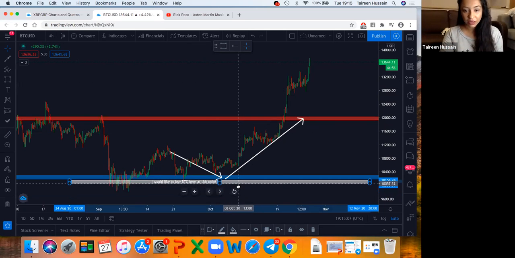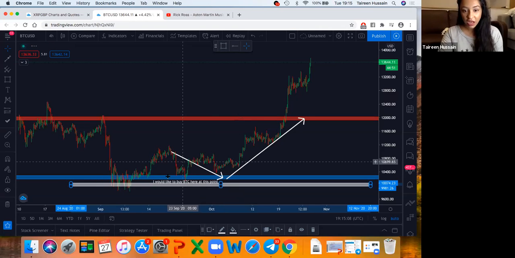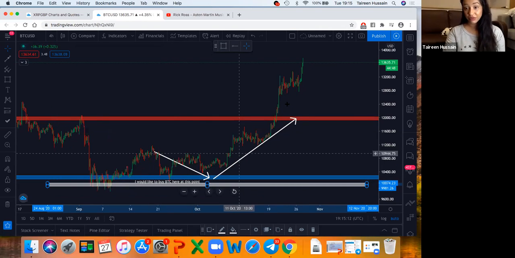Now you could actually have it here, to be honest, you could have it right there if you wanted, and you have a really tight stop loss considering the gains. So you would always look at the movement.